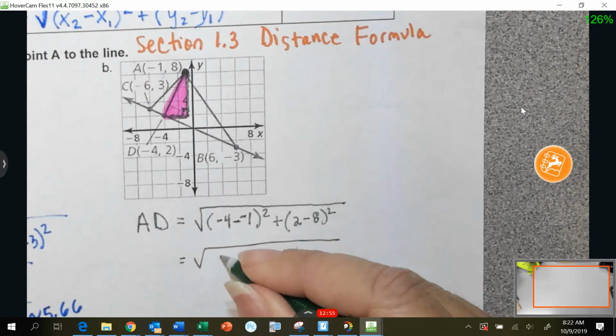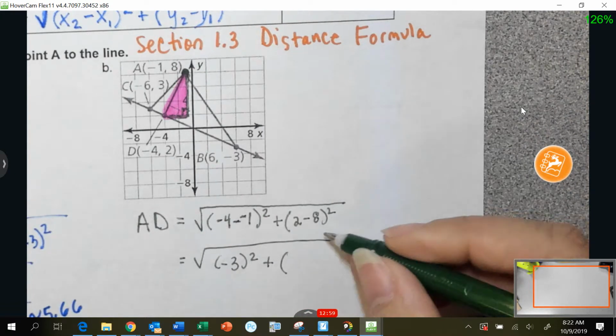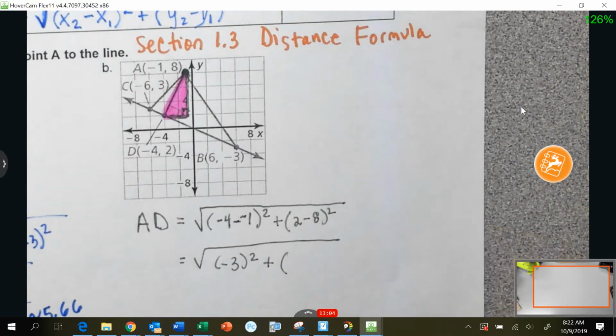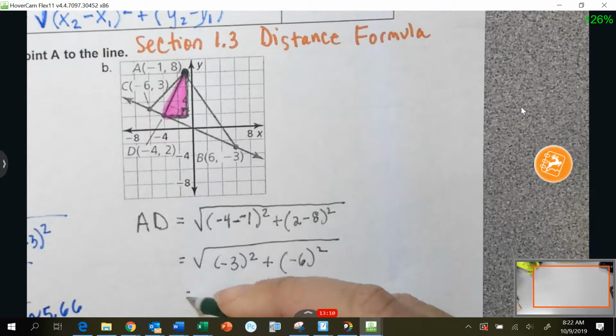Yeah, -3. How come I hear all these calculators opening? Do we need help with 2 minus 8? It's okay if you do. Austin, what's 2 minus 8? Okay. All right, and then we're going to square those.